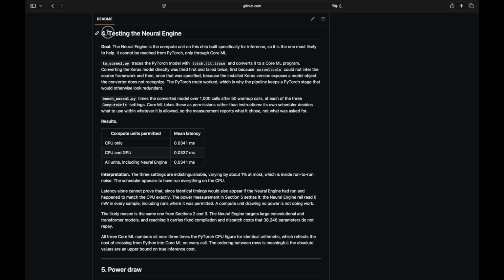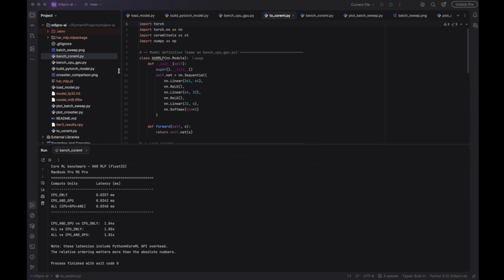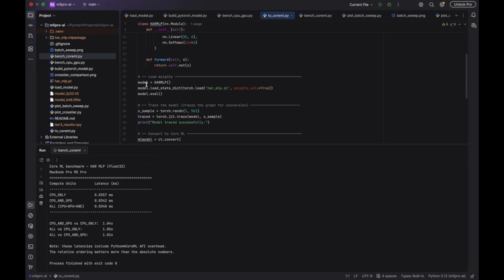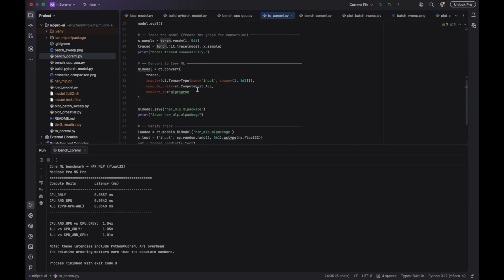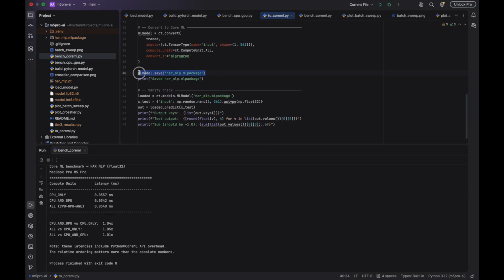Section 4 addresses the Apple Neural Engine, the compute unit designed specifically for inference and therefore the one most likely to help. It cannot be reached from PyTorch. Access is available only through CoreML, so the model required conversion. Direct conversion from Keras also failed, and the path that succeeded routes through PyTorch and a traced graph, which is why the pipeline retains a PyTorch stage that would otherwise look redundant.